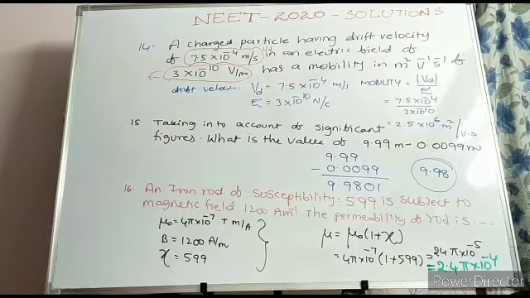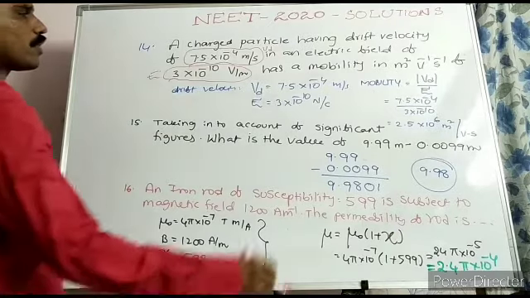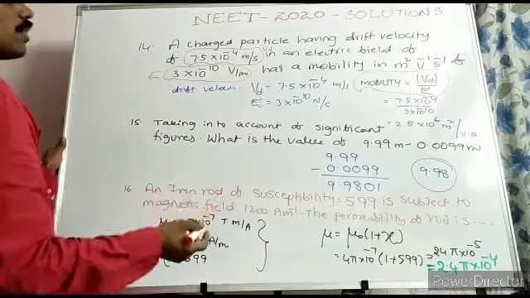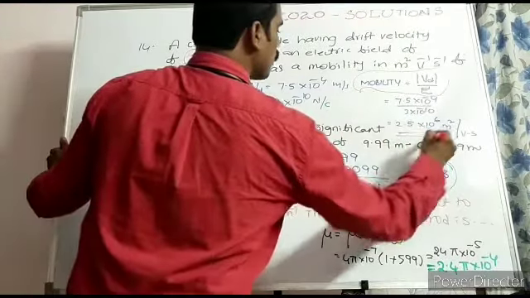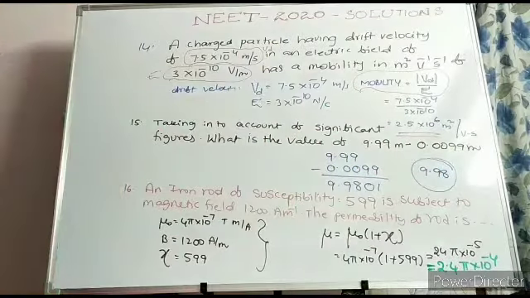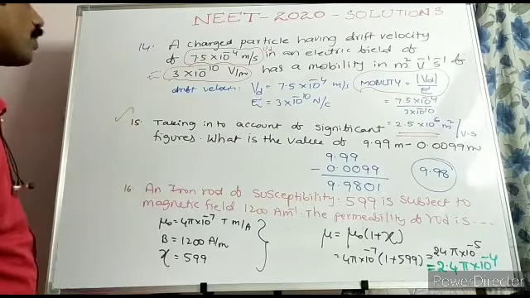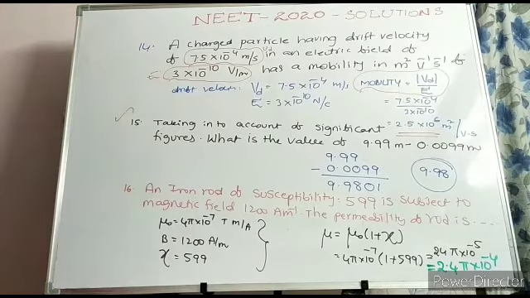Now the expression for mobility is the ratio of drift velocity to the field intensity, that is VD by E. So finally, after solving, we get 2.5 into 10 power minus 2 meter square per volt second, or volt power minus 1 second power minus 1. Now here is another question. Taking into account significant figures, what is the value of 9.99 meter minus 0.0099 meters?